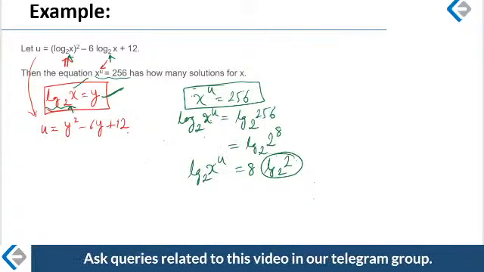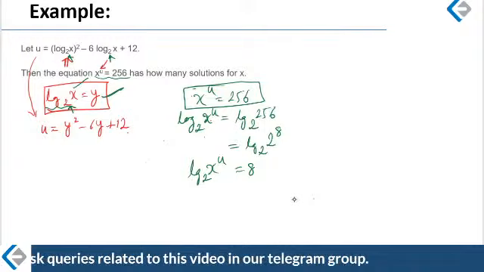Now what do I do? This is 1, right? This is 1. This I am removing. This is 1. Log 2 to the base 2 is 1. Now what do I do? Take anti-logarithm. All right, first you get this u here.